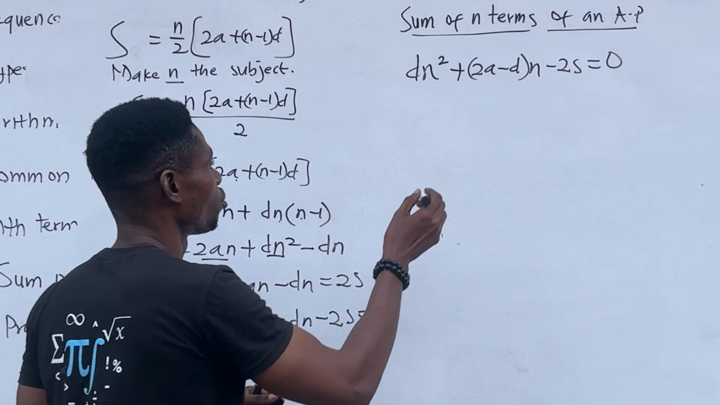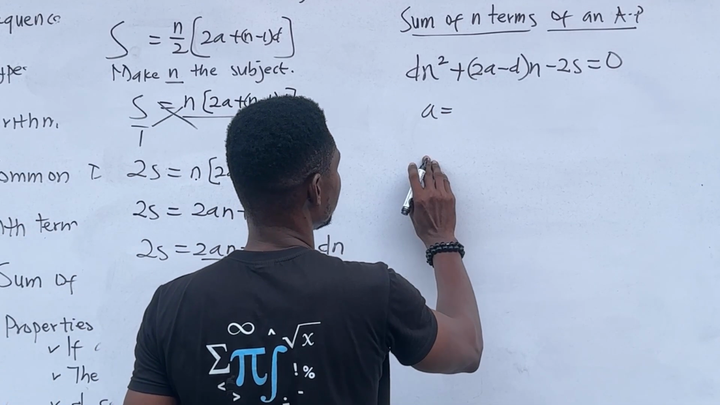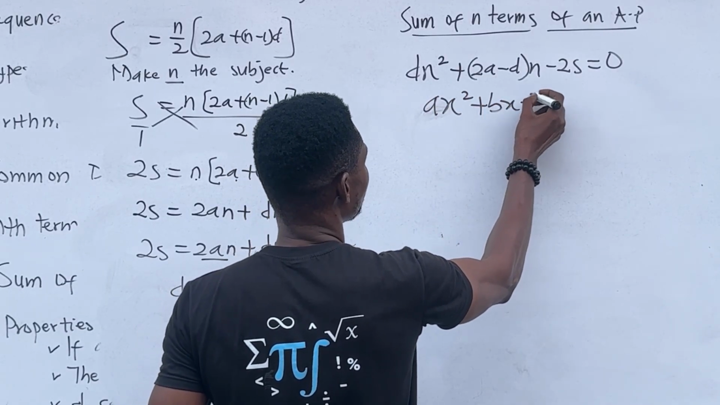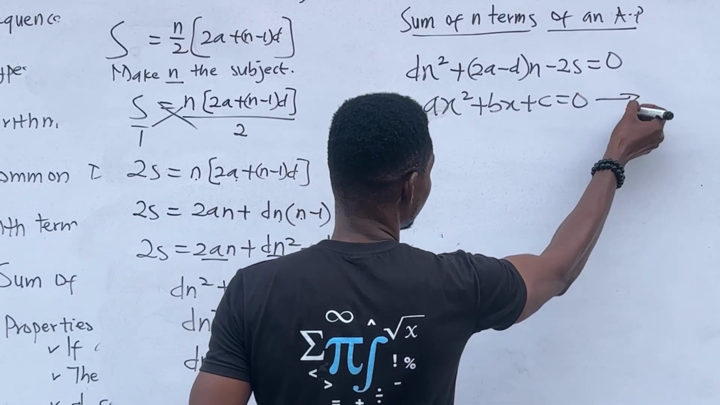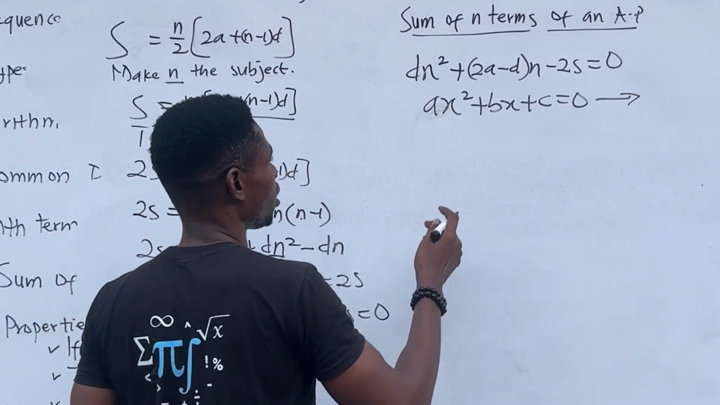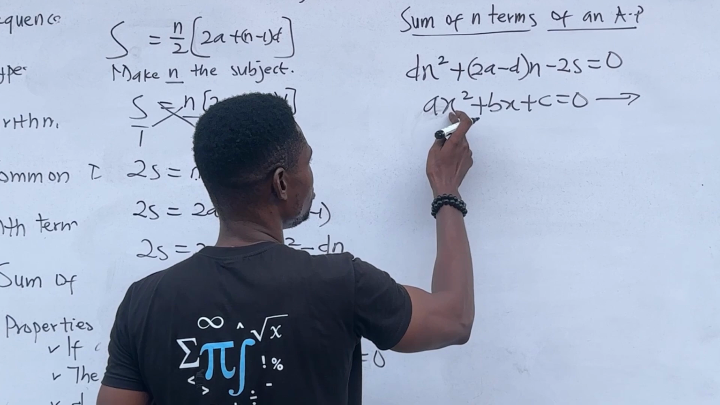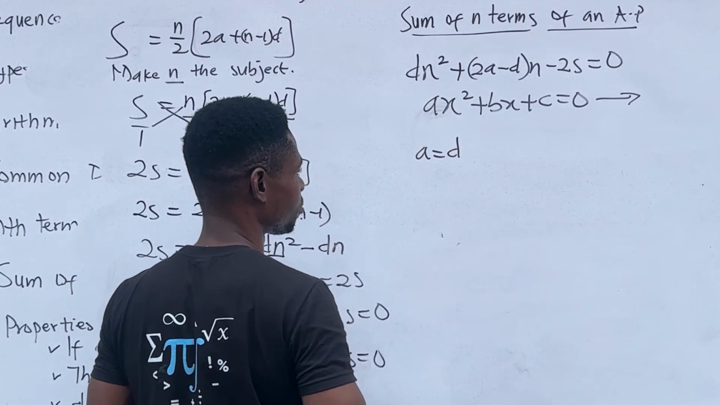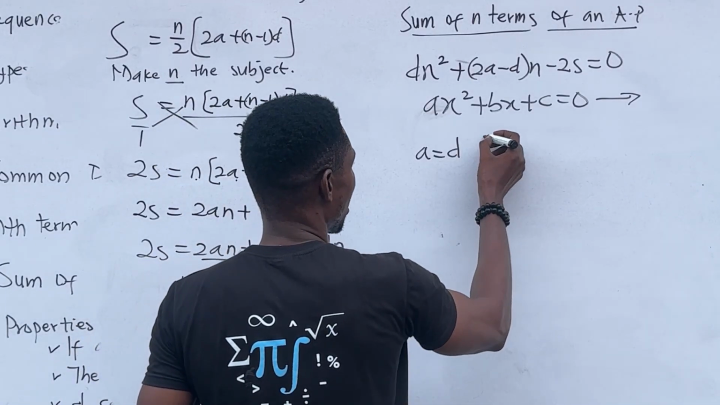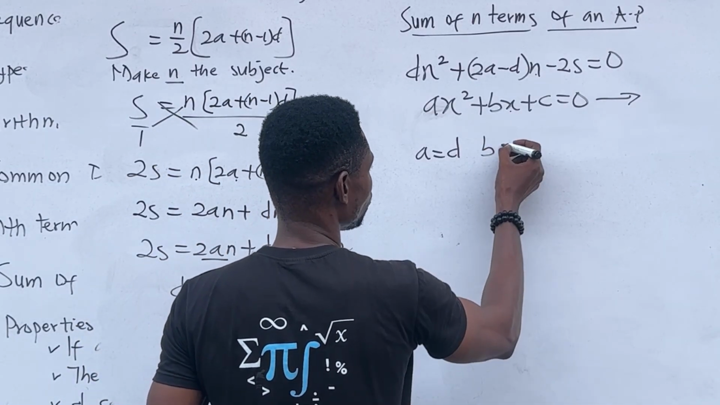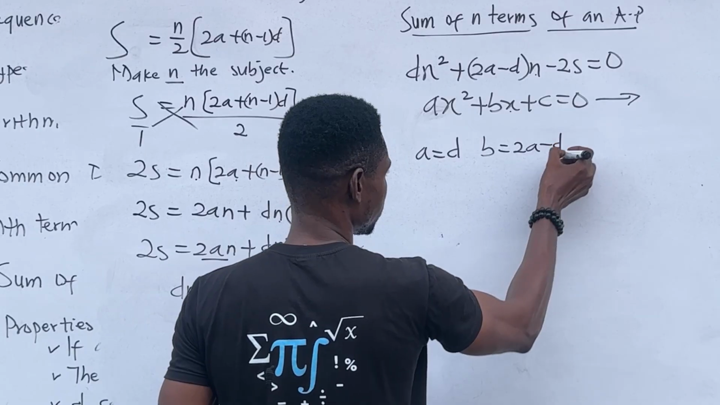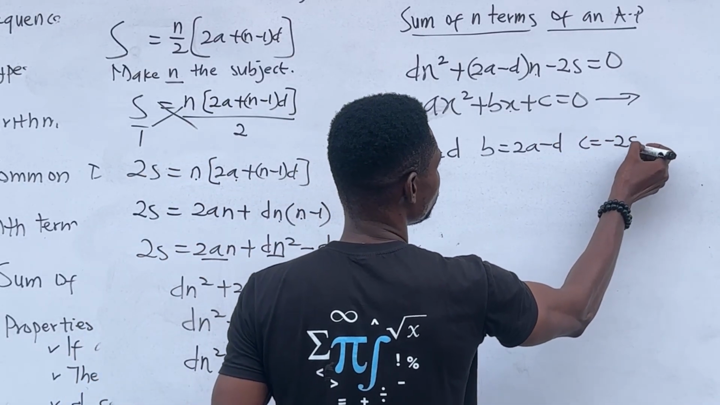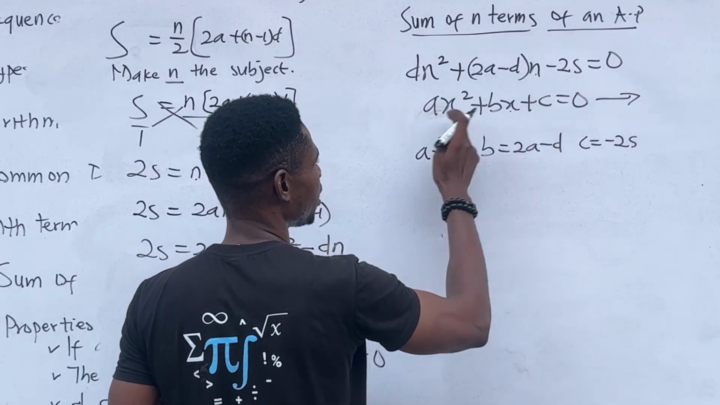Good. So if you remember, our ax squared plus bx plus c equals 0 is the standard quadratic equation. Our x now being our n, it means our a in this case is going to be d. Our b, the coefficient of n, will be 2a minus d, and our c will be minus 2S. So that's a, b, c.